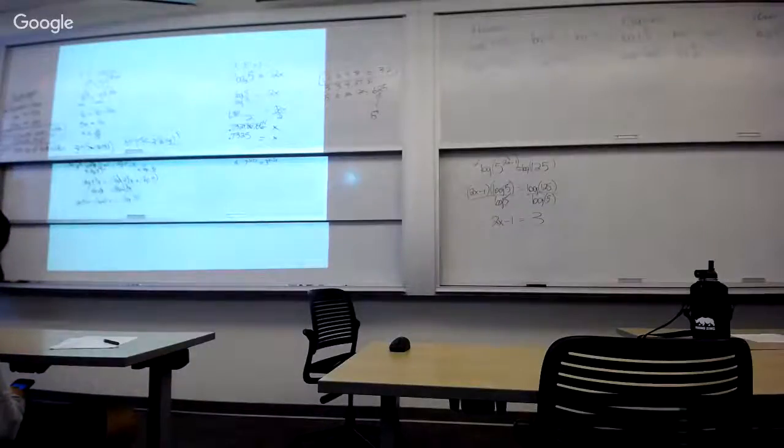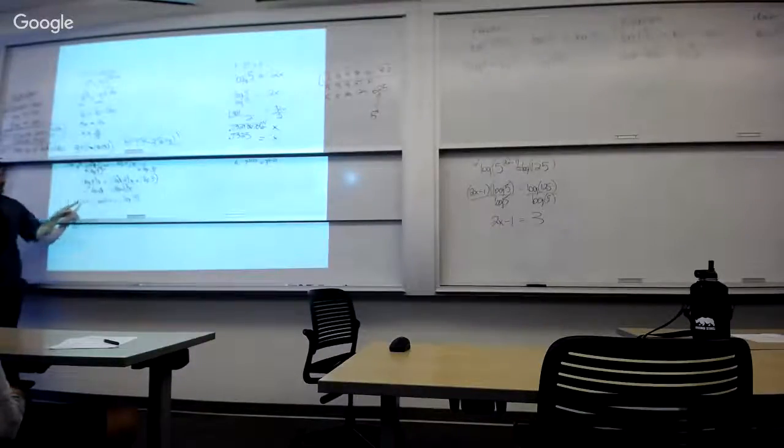The pain is almost over. Now what? I want to do, if that just said 3x minus 2x, what would you do? You just subtract, right? 3x minus 2x is 1x.